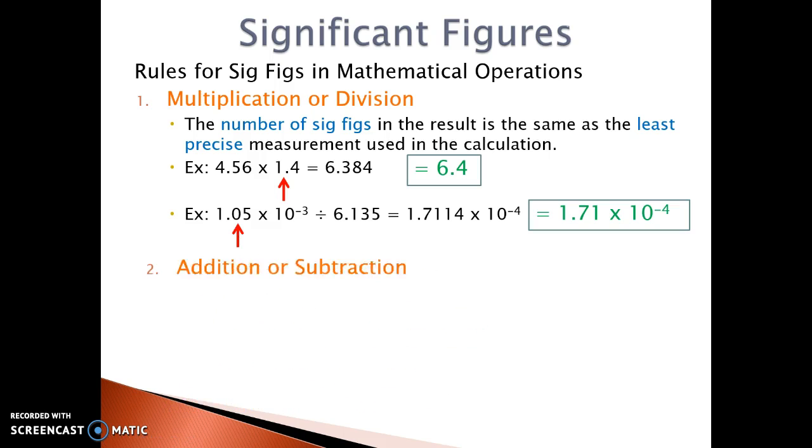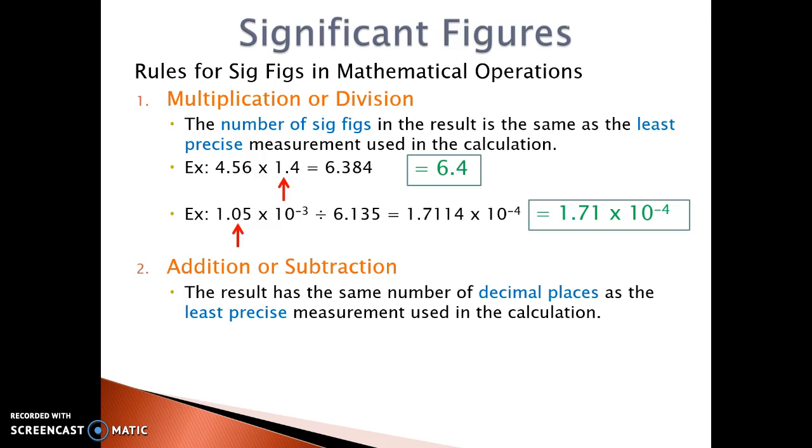Now you may or may not have learned the rules of addition and subtraction in your first year chemistry course. It's a little bit different. The result has the same number of decimal places, not significant figures, as the least precise measurement used in the calculation. For example, if we were adding these 3 measurements together, we are limited by the second measurement, which is only measured to the 10th place. Therefore, our answer must also be rounded to the 10th place. So our answer should be 44.2.